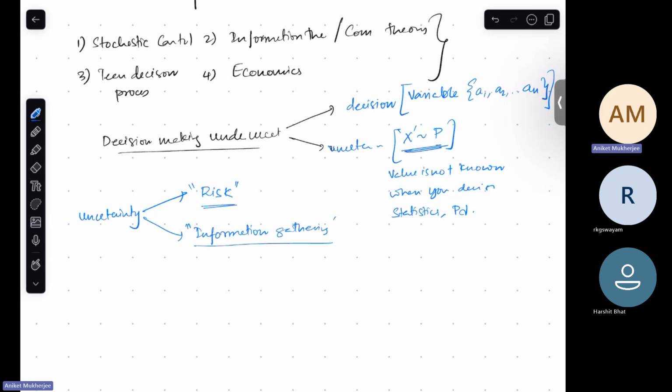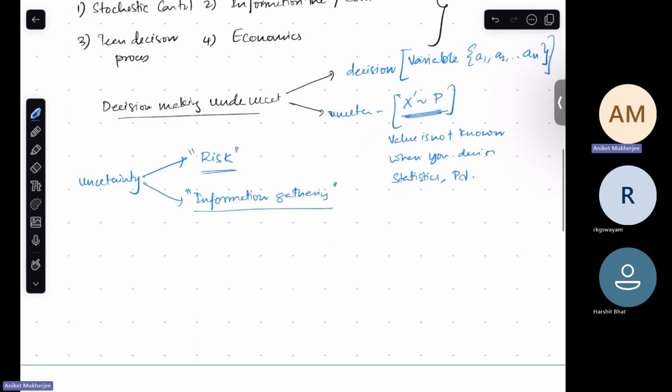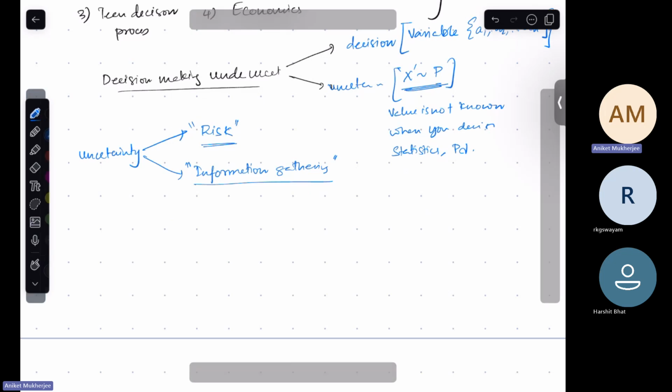First we'll talk about risk. So I'll start with a small example.